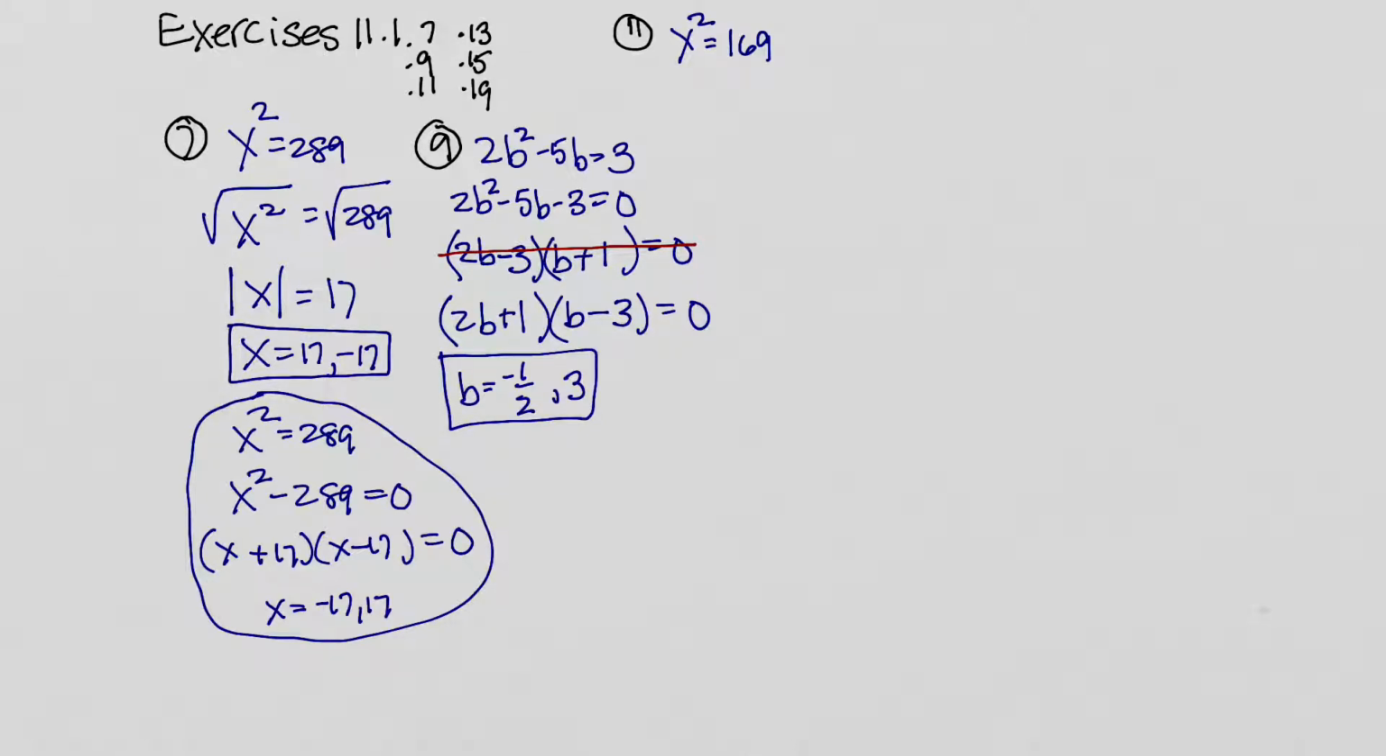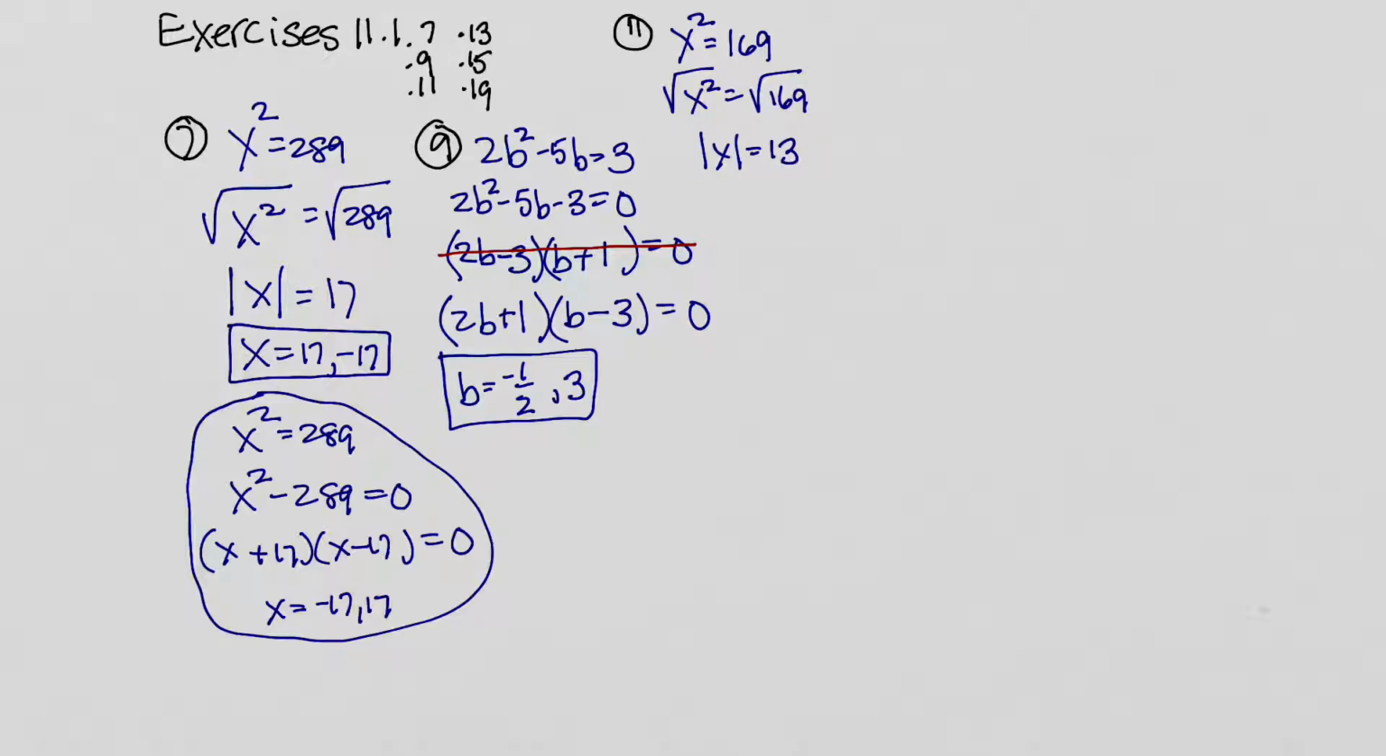Let's use the square root method to solve number 11. So we've got x squared. We don't want it squared. We want the x. So let's take square roots of each side. I'll indicate what I'm going to do here. Square root of each side. And again, because we don't know what x is, we don't know if x is positive or negative. So we have to use absolute values. So we're going to get the absolute value of x is equal to square root of 169.